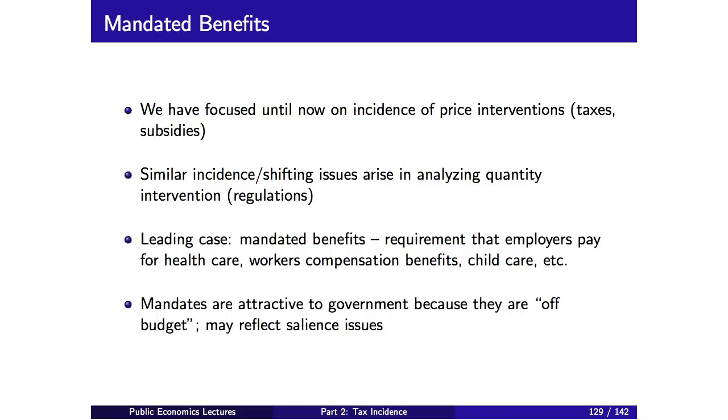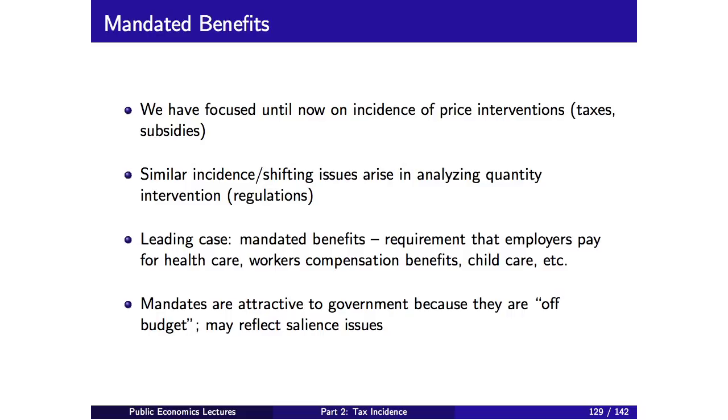So a very common type of mandated benefit is that you have to pay for health care, or you have to pay for workers' compensation benefits. That's an important mandated benefit in the US, where Harvard, if it's employing somebody, has to cover workers' comp. So if somebody gets injured while doing work here, Harvard's going to cover that. Another example might be mandated benefits for childcare in European countries and so forth.